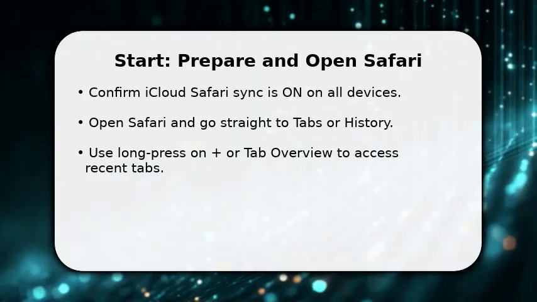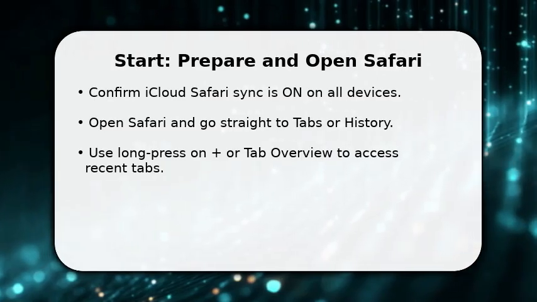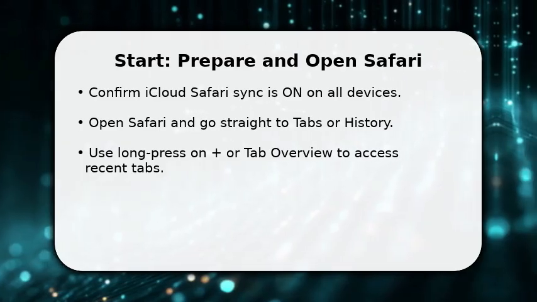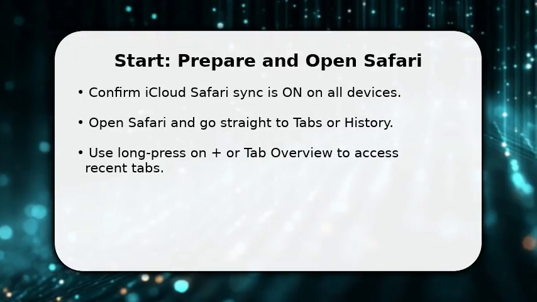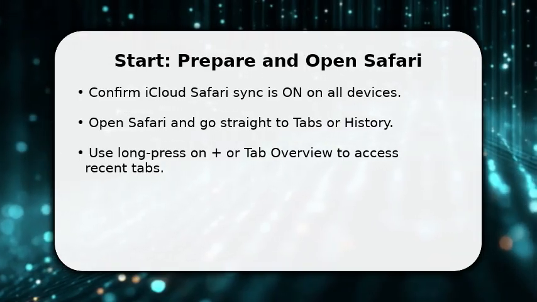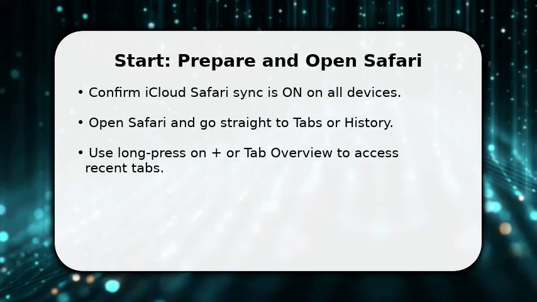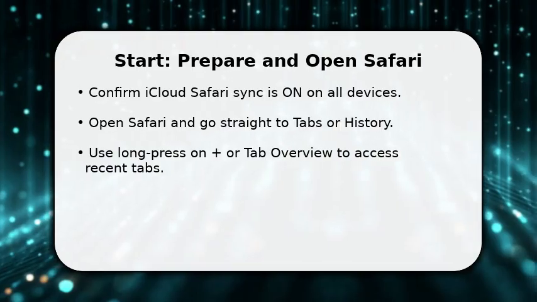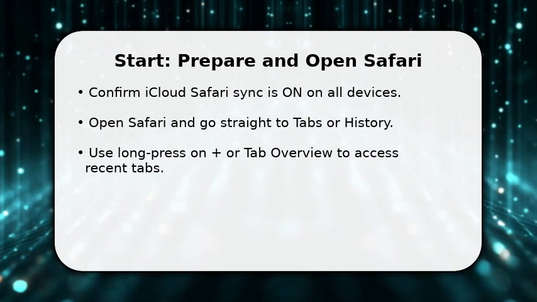You're going to act now. Make sure iCloud Safari Sync is enabled so tabs from other devices are available. Open Safari, then tap the Tab button or choose Tab Overview on Mac. Once there, press and hold the plus button on iPhone or use History, Recently Closed on Mac to reveal recently closed tabs. Do this first because the easiest restorations appear immediately. Syncing keeps tabs visible across devices, so you don't waste time hunting for files.